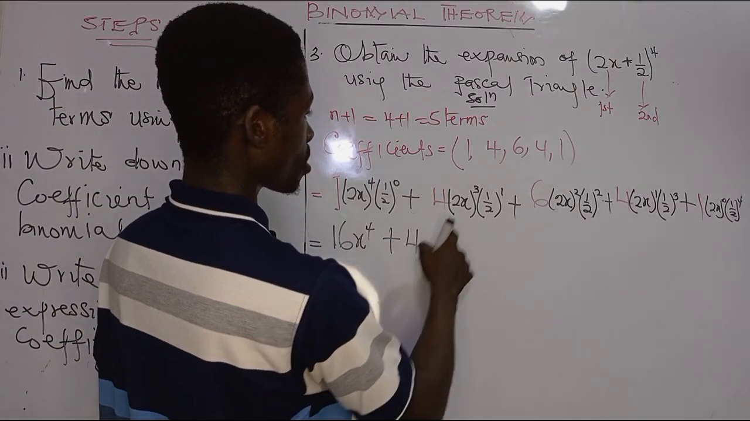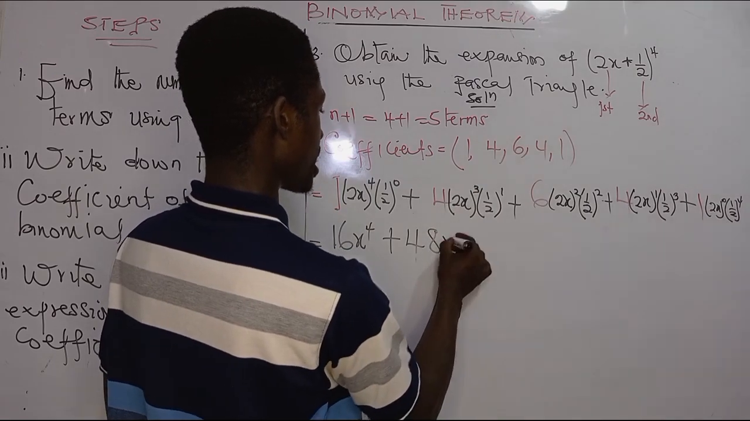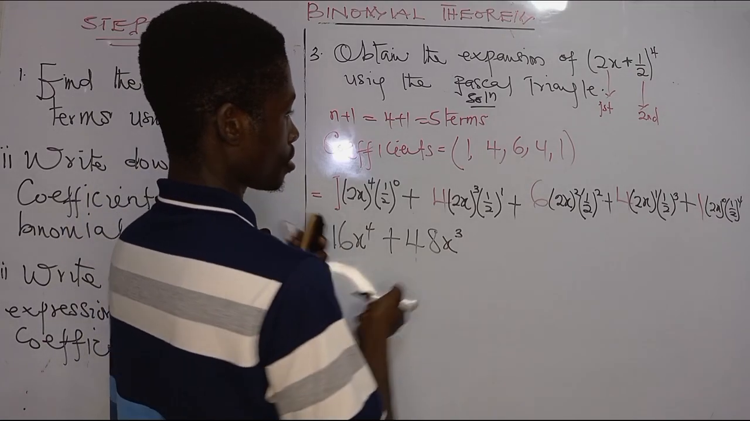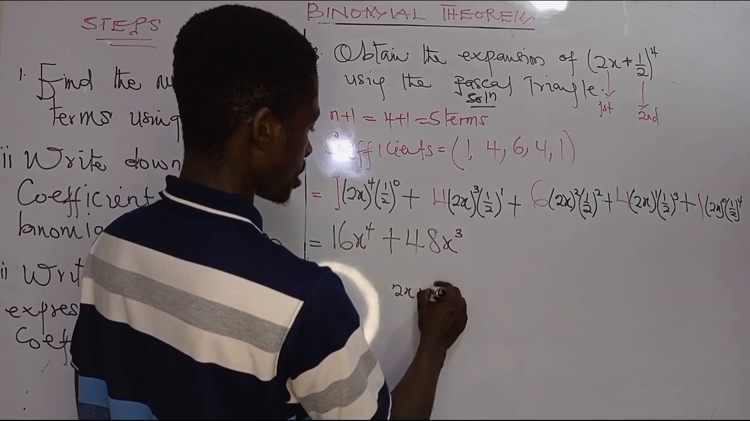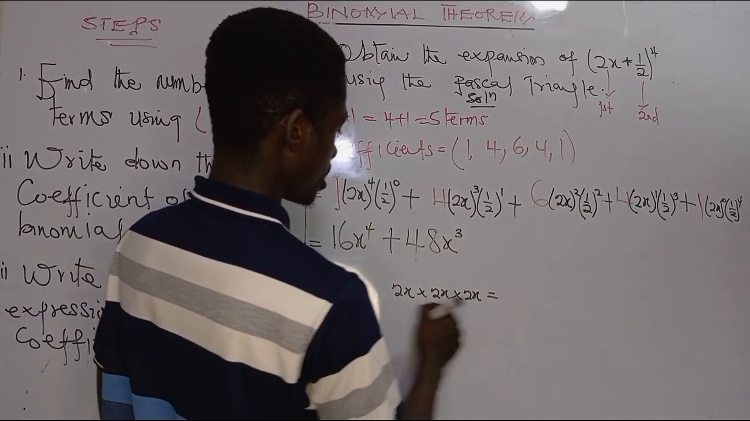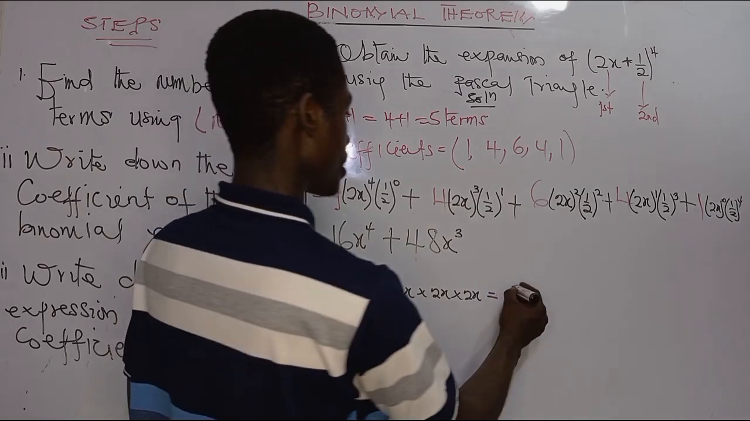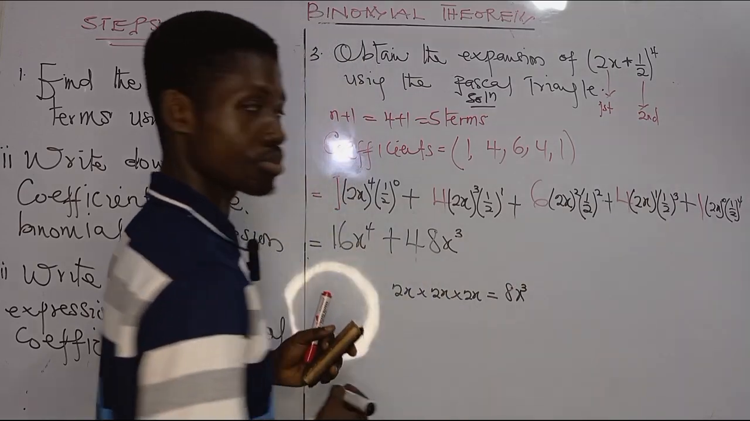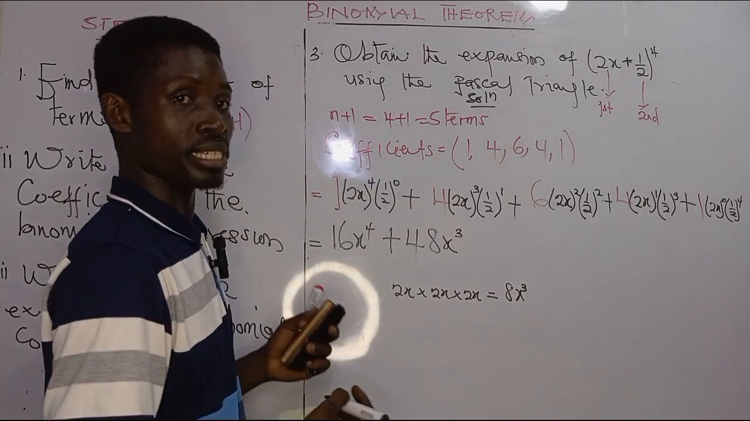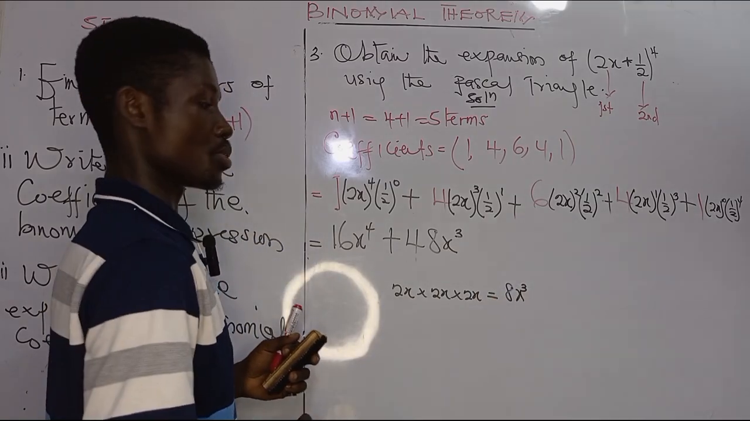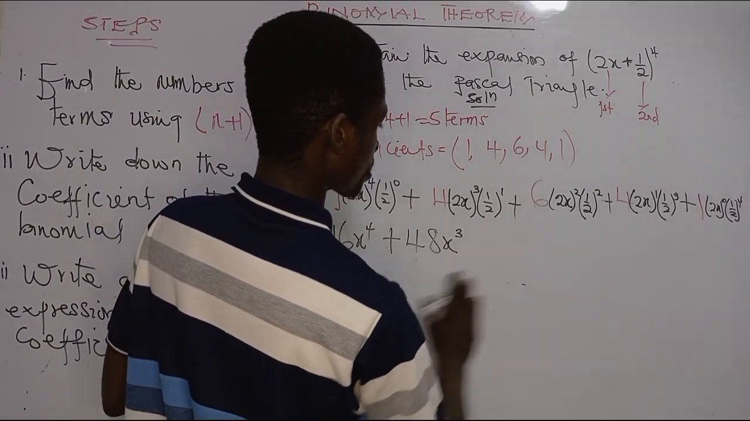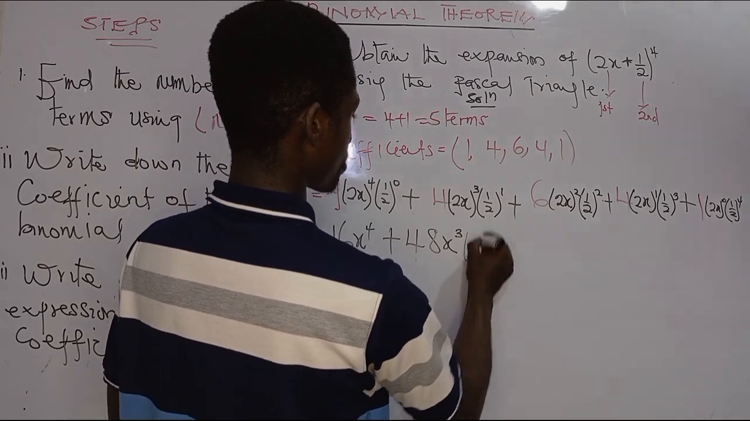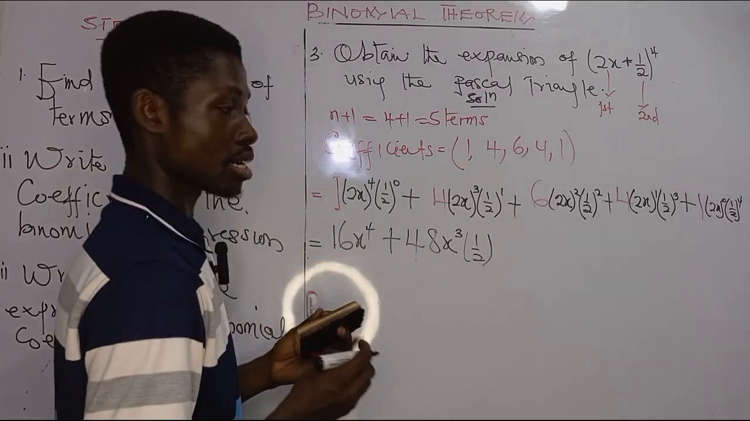We have 4 times 2x raised to the power 3. We have 8x raised to the power 3. 2x raised to the power 3 is the same as 2x times 2x times 2x. 2 times 2, 4. 4 times 2, 8. Then x times x, x squared, times x, so we have x cubed. When the bases are the same, you pick one of the base, you add their exponents. Now once you are done, we are left with what? Half raised to the power 1 is still what? Half.